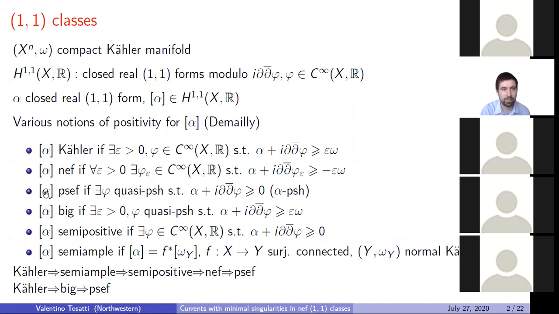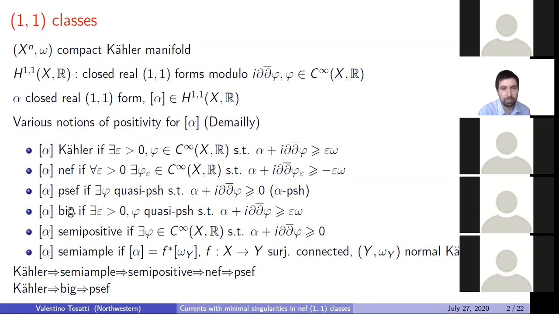And a class is called psef, which is pseudo-effective, if there is a function φ, which doesn't have to be smooth, it's only quasi-plurisubharmonic. So locally it's the sum of a smooth function plus a PSH function, such that it's actually α-plurisubharmonic. So if I do α plus dd^cφ in the weak sense, I obtain a closed (1,1) current, and I want this closed (1,1) current to be positive, bigger or equal to 0.